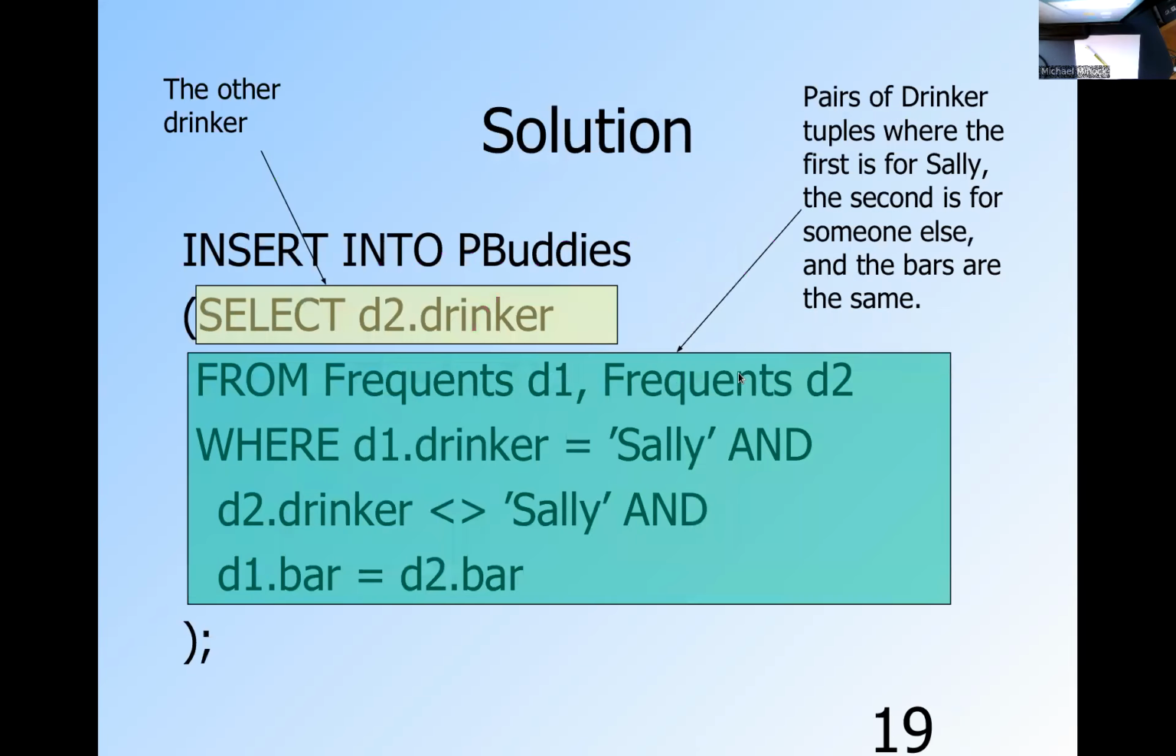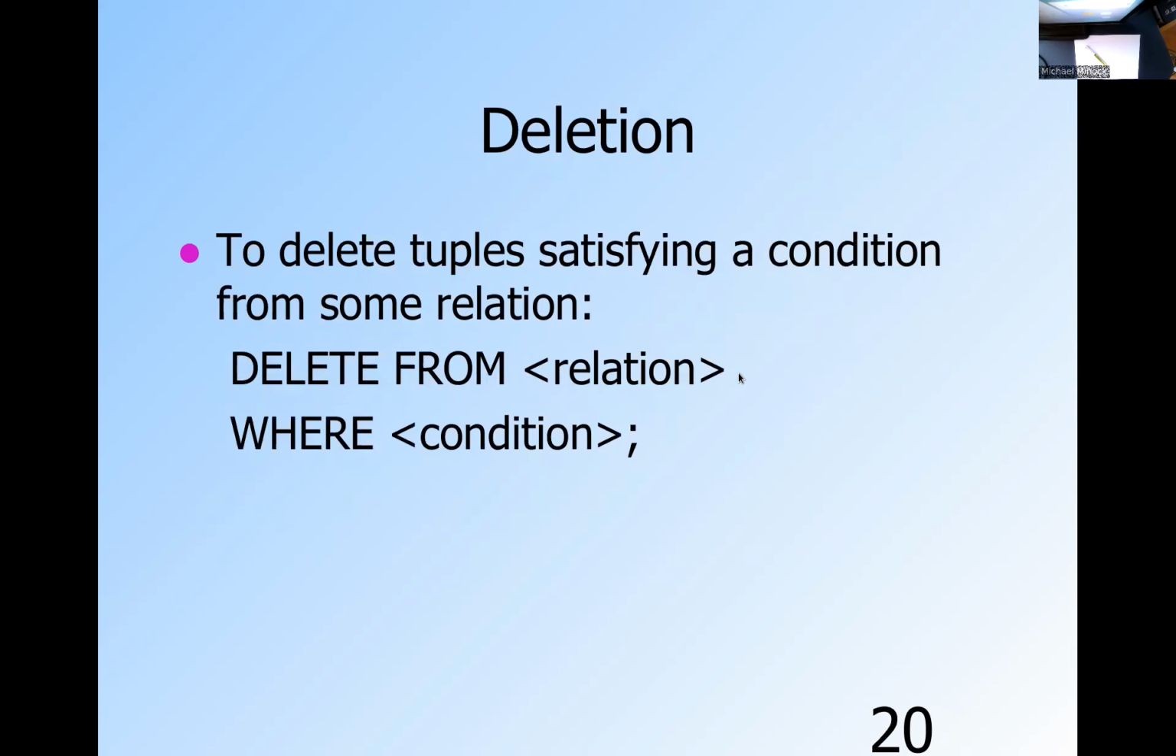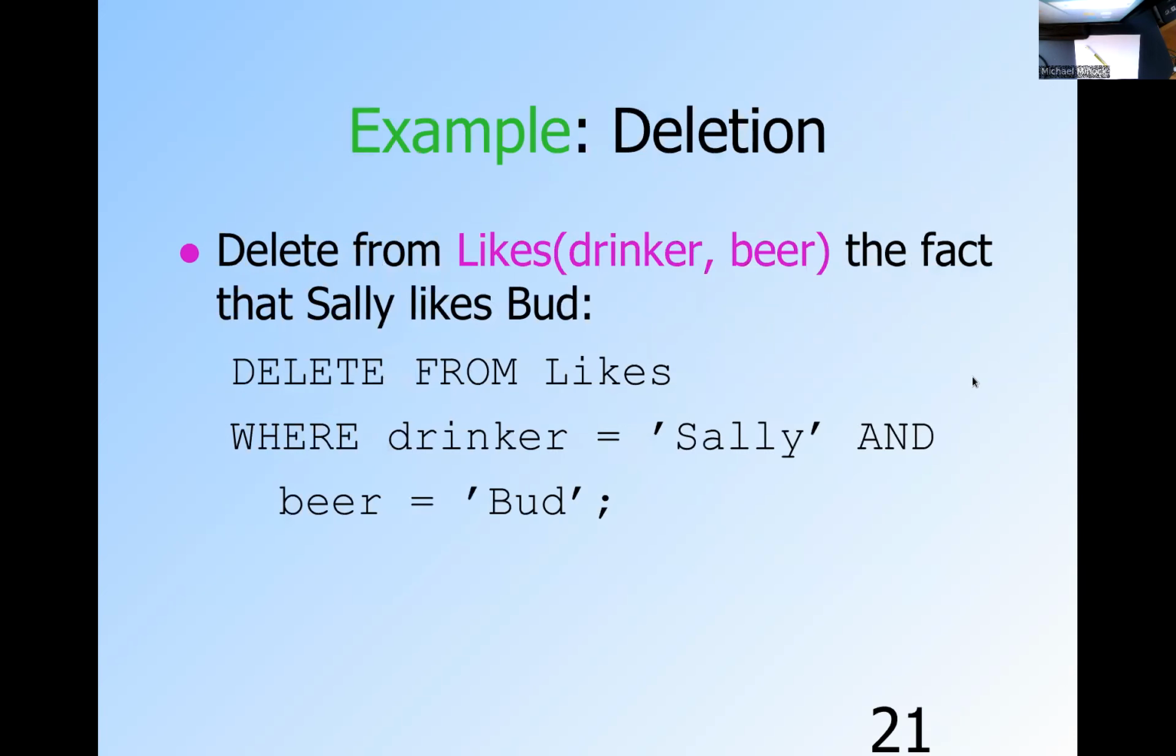Okay. So now there's deletion, of course, because we want to go the other direction. We want to take things away. So you delete from a relation where a condition is met. In this case, we want to say that Sally does not like the beer Bud, and that would be basically this: you delete from likes where the drinker is Sally and the beer is Bud. So that's actually making the changes to the database.